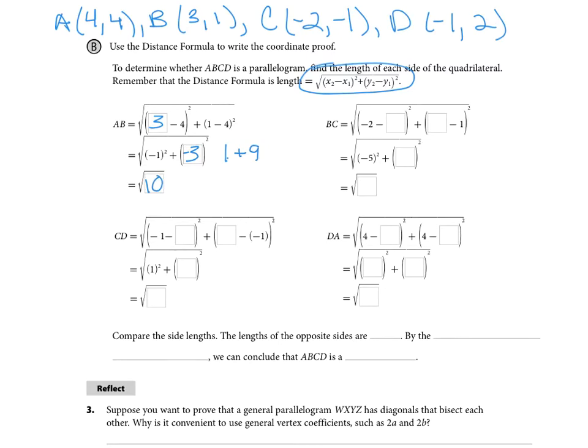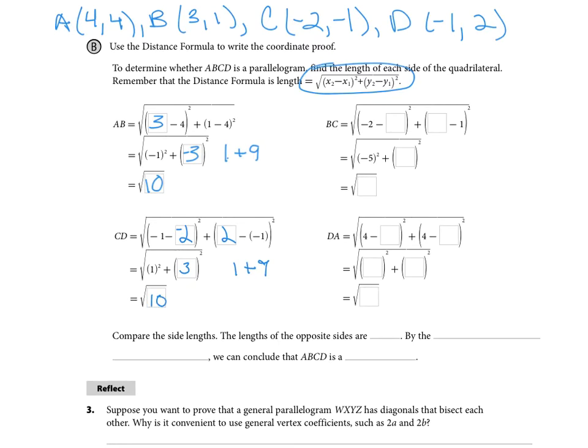So if we've already looked at AB, we now need to look at CD, its opposite side, and see if that also holds true. In this case, we have -1 minus something, and that something is -2, the other x coordinate. And then also 2 minus -1, subtracting that. We're going to get +1 squared and +3 squared. So again, you can see off to the side that 1 squared is 1 and 3 squared is 9, or a radical 10 again.